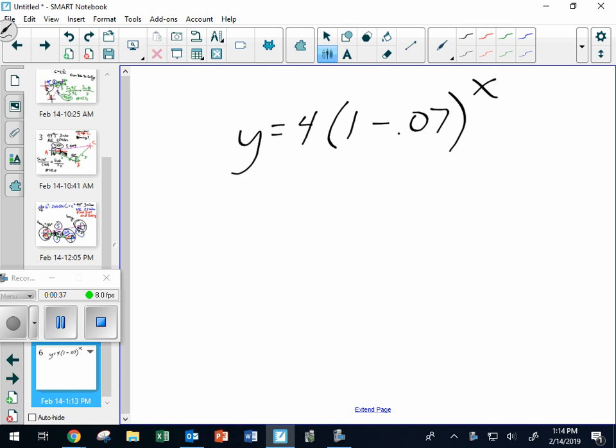Can you tell if this is making my 4 grow or shrink? What is it doing? Shrinking. By what percent? 7%. Do you get why that was smarter to write than this? Because then if I ask what percent is it shrinking, people go 93%. No, it's not. It's shrinking by what percent was that again? 7%. Okay. And my starting amount was 4 right here.